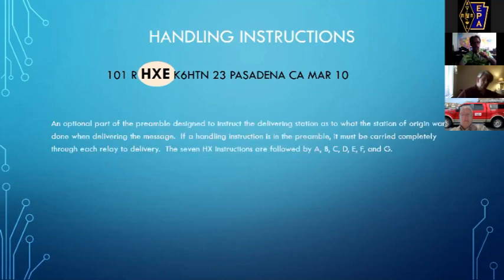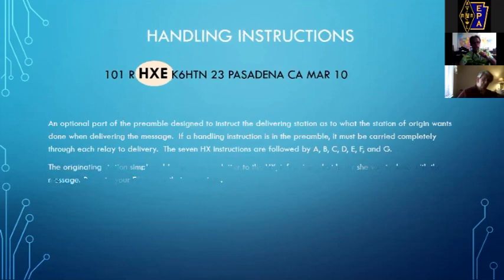This is an optional part of the preamble. Not every message is going to have a handling instruction. In fact, most messages don't. There are 7 handling instructions that are followed by a letter A through G. The originating station simply adds one or more letters to the prefix HX, Hotel X-Ray, to inform the receiving station what he or she wants done with the message. Just look up FSD3, and this has all the meanings on them.